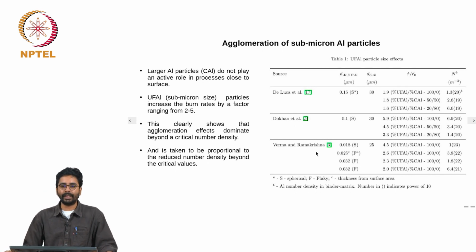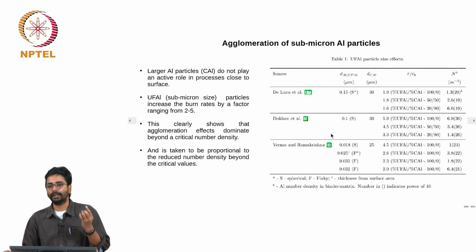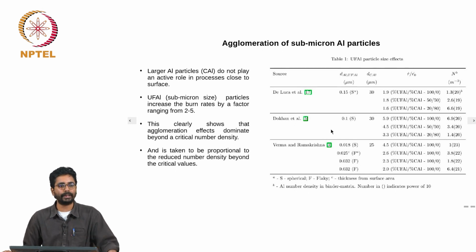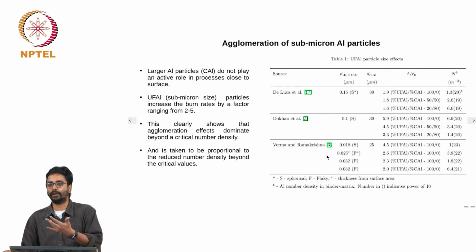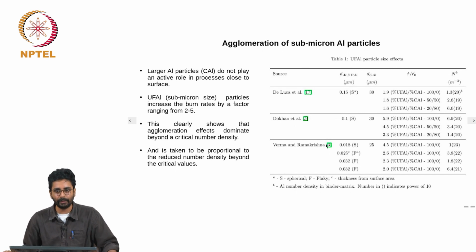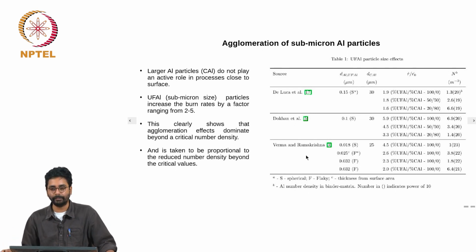So the critical value is calculated from the predicted burn rates. We make a prediction without accounting for agglomeration. It matches with the data only when the fraction of the ultrafine aluminum is below a certain critical value, and that number is taken to be the critical number density for agglomeration, beyond which agglomeration will become important. That is what is shown here.